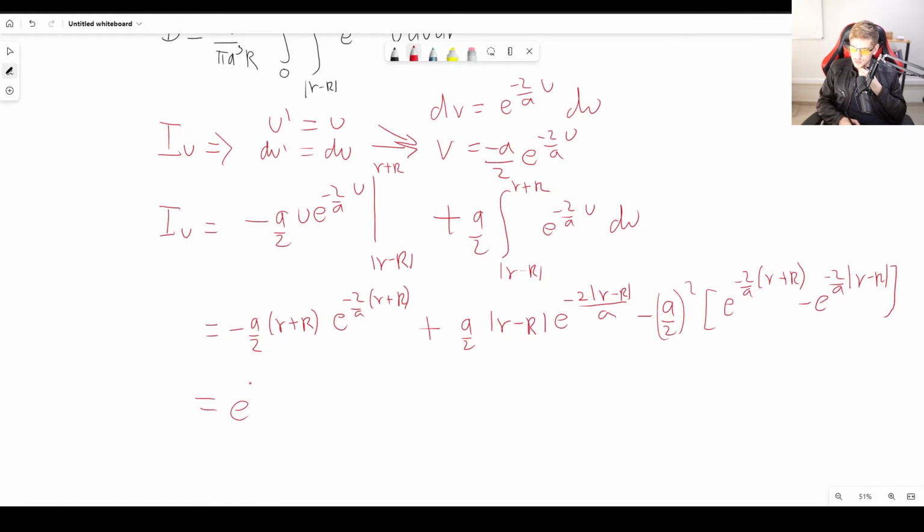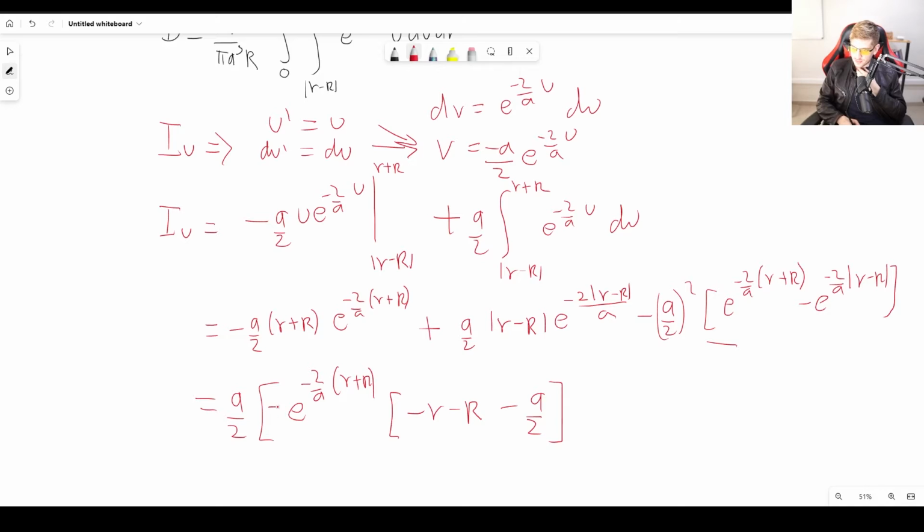So e to the minus 2 over a (r plus big R), this has a factor of, actually, before we do that, we can factor out an entire a over 2, which will make everything simpler. Just as before we factor out a, now we have a over 2. So factoring out a over 2, we get e to the minus 2 over a (r plus big R), factor of first this part, so we get minus e to the minus 2 over a (r minus big R), and then this minus a over 2. So the same as before, basically, but with a over 2 instead of a.